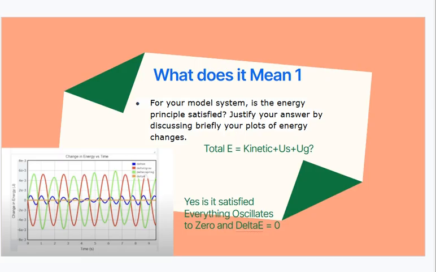So what does it mean? The first question: is the energy principle satisfied? Yes, it is. Basically, this is asking if the total energy change is zero, and it equals the kinetic plus the spring potential plus gravitational potential. And it does, as you can see here, delta E remains at zero the entire time, and everything oscillates around it, and they all add to zero. You can see this bulge here and this bulge here added up will equal this little bulge here. So it works really well.